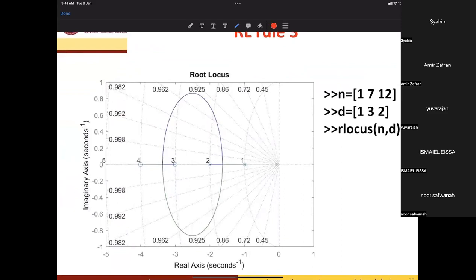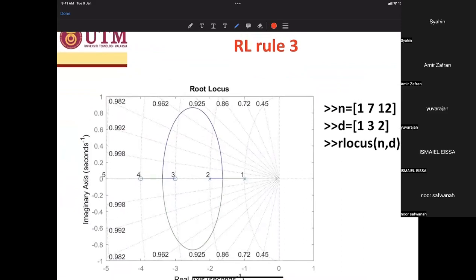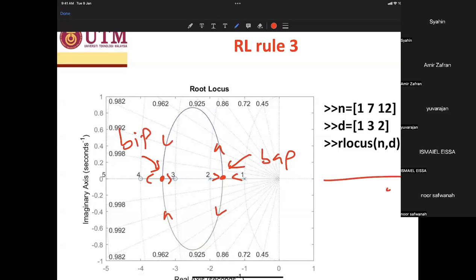Okay, so this is the proper root locus drawing by computer. The root locus starts from poles, and then breaks away, and then ends at zeros on the left, with two break points. One is the BAP, breakaway point, and this one is the break-in point.